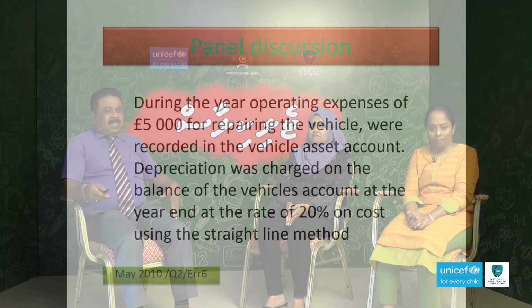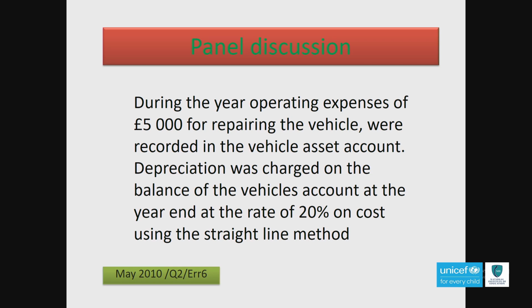During the year, operating expenses of 5,000 for repairing the vehicle were recorded in the vehicle asset account. Depreciation was charged on the balance of the vehicle's account at the year end at the rate of 20% on cost using the straight line method. Of course, here also we find there are two stages of error. Two corrections have to be done. One, the student identified as an error of principle.